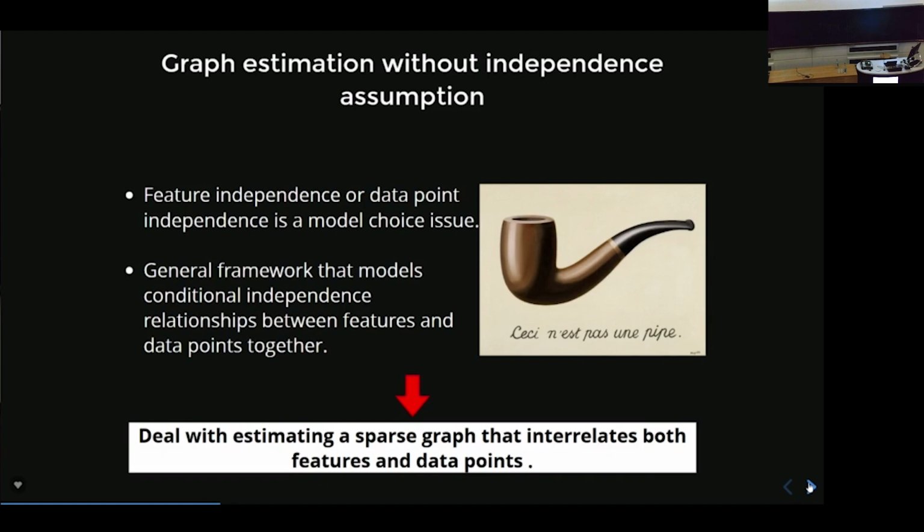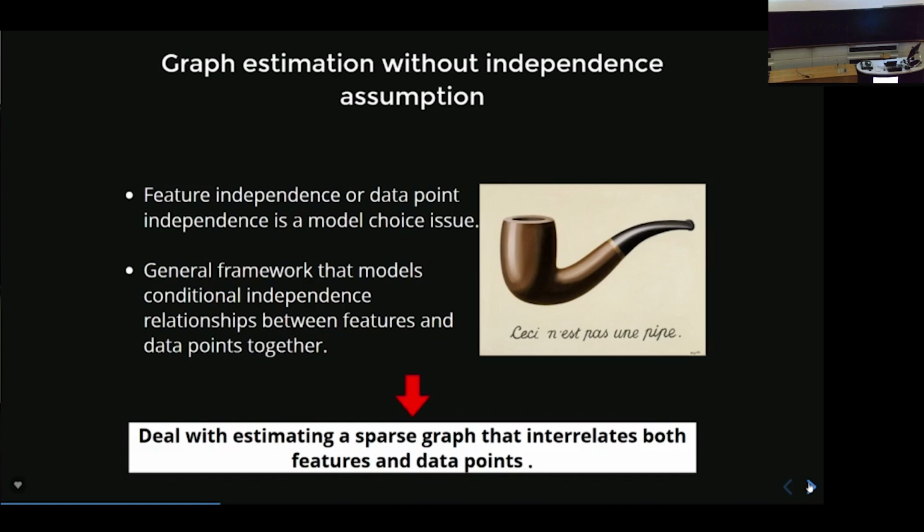So we actually want to estimate a sparse graph that interrelates features and data points. So we want to estimate a big, let's say, precision matrix that joins together the precision matrices along the two axes, samples and data points, okay, and features, sorry. So, for example, genes and cells.